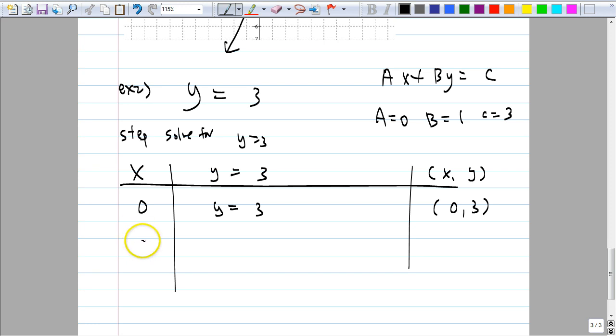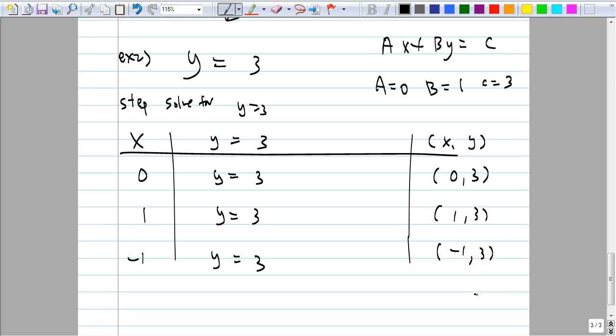Let's plug in x equals 1. Y equals, of course, 3. It doesn't matter what x is. Look at the equation. Does x do anything to this equation at all? No, x is not even involved. You could have any x you want, your y is always going to be 3. So my next ordered pair is 1, 3. Let's plug in -1. Again, y is also 3. What's your ordered pair, class? -1, 3.